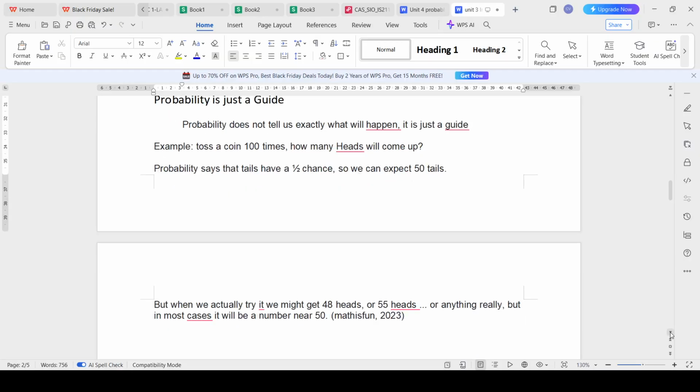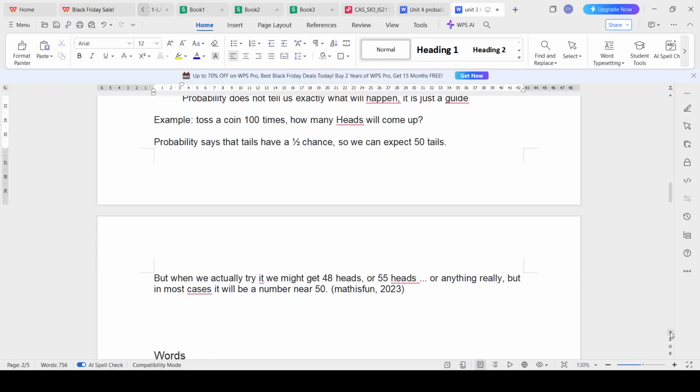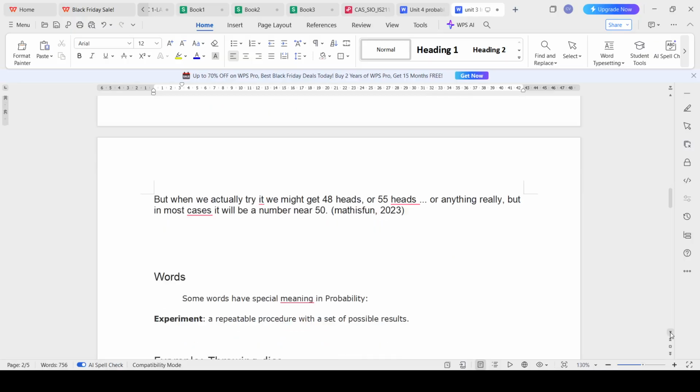But when we actually try it, we might get 48 heads or 55 heads or anything really. But in most cases, it will be a number near 50. Math is Fun 2023.